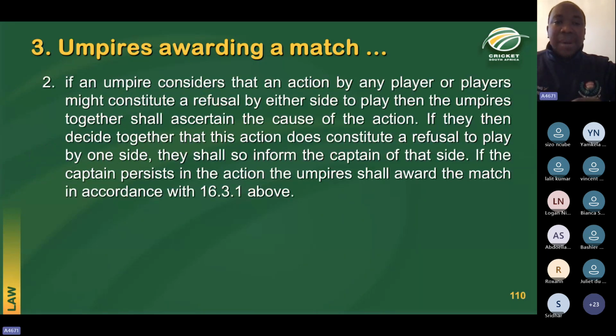If an umpire considers that an action by any player or players might constitute a refusal by either side to play, then the umpires together shall ascertain the cause of the action. You cannot just award a match before you have heard both sides of the story as to why Team X does not want to play. If the umpires then decide together that this action does constitute a refusal to play by one side, they shall so inform the captain of that side. If the captain persists in the action, the umpires shall award the match.